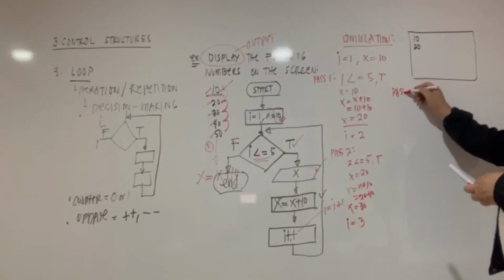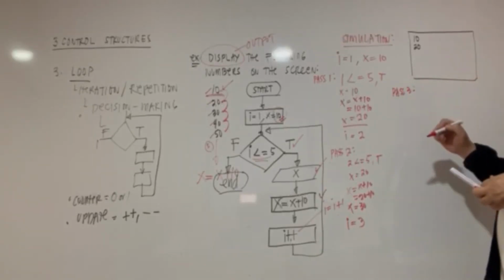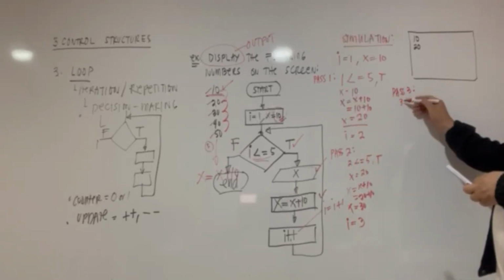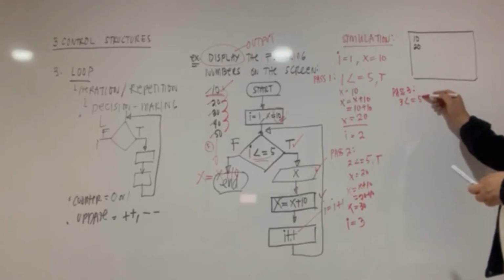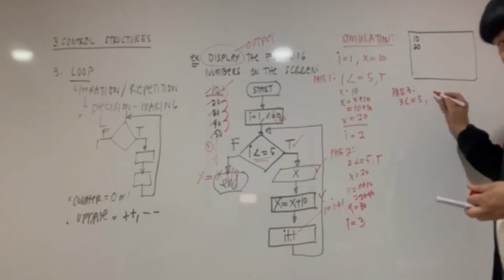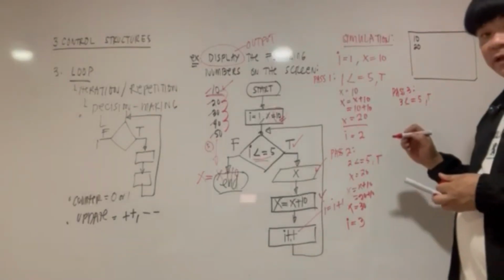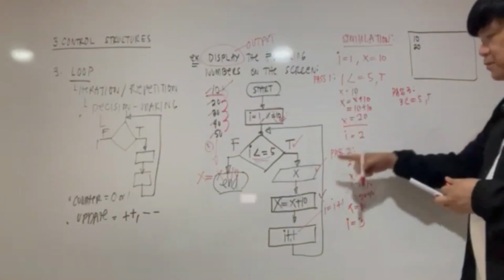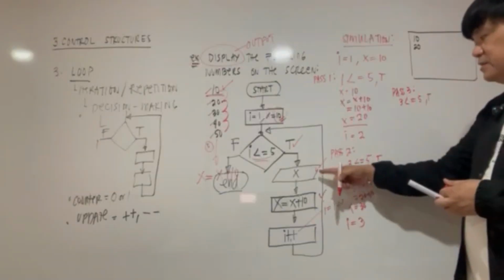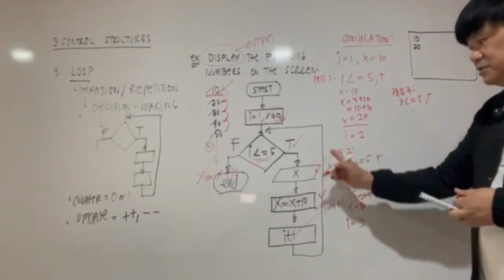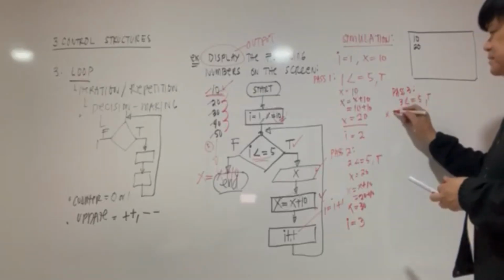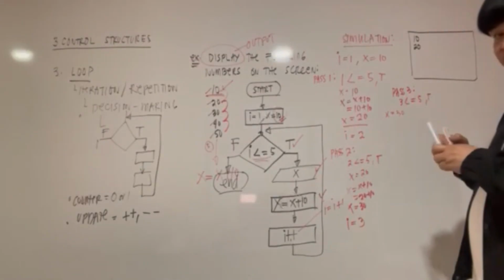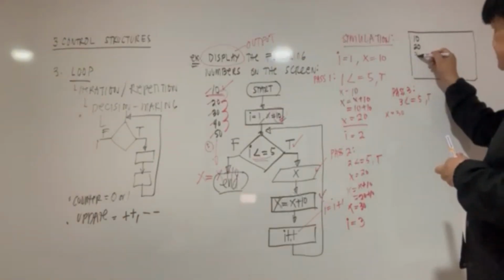This is now pass 3. Then we test what is the value of I, which is 3. We test if it is less than or equal to 5. And then, of course, that is true. Okay, and then, since this is true, then we proceed to the instructions under the true. So you have there x will output the value of x, which is 30. Now let us output 30.